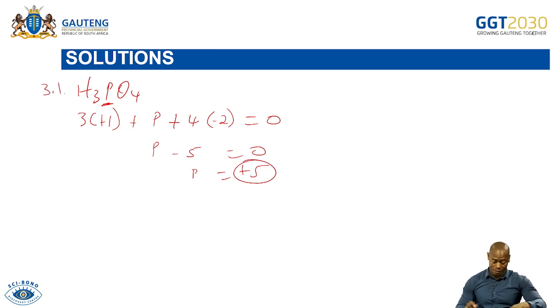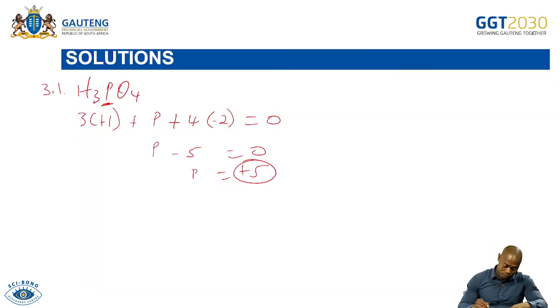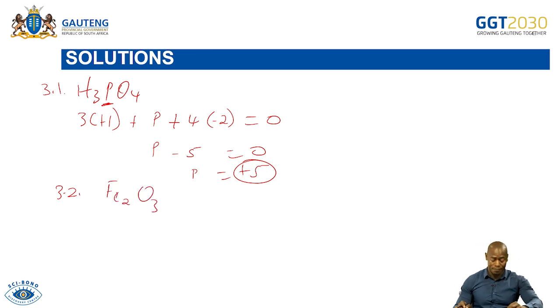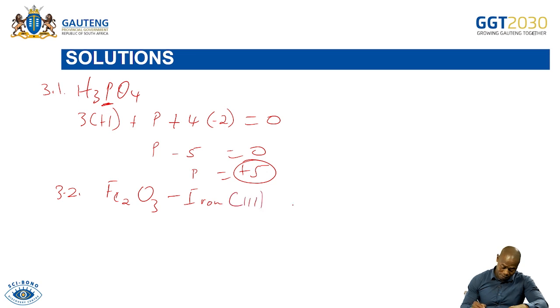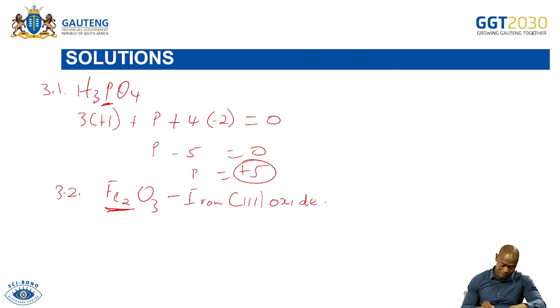Okay. Then 3.2, it's Fe2O3. So the chemical name here will be iron 3 oxide. So it's iron 3, that is why we see a 3 there. So they're looking for the oxidation number of Fe.